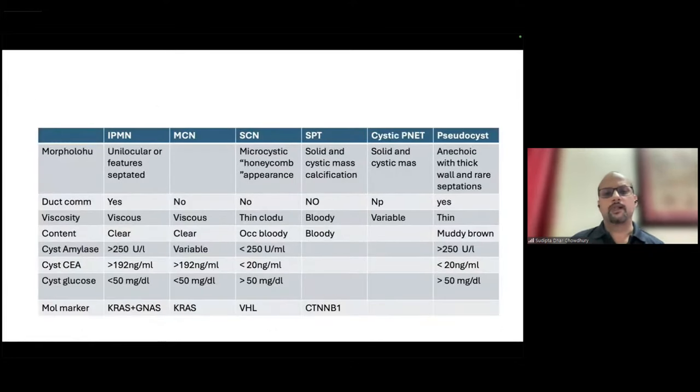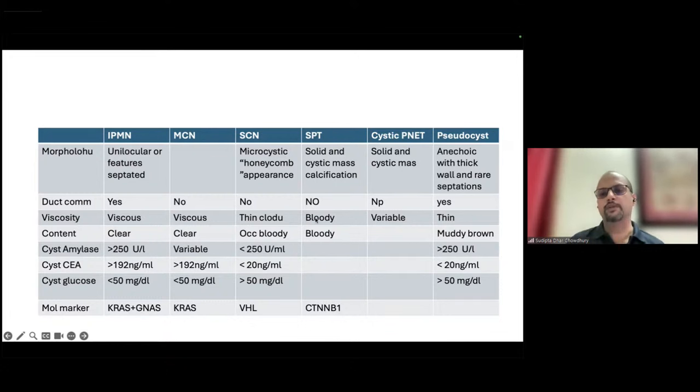So at EUS, how can we discriminate different lesions? Again, I'm not going into the details of morphology and ductal communication, but I'll just go into the viscosity. IPMN and MCN are predominantly viscous lesions. In serous cystadenoma, you get a thin, clear fluid.